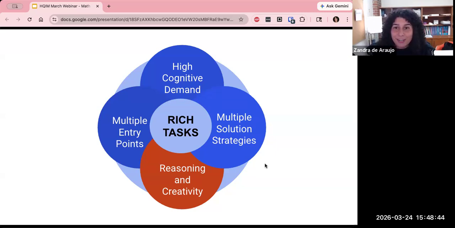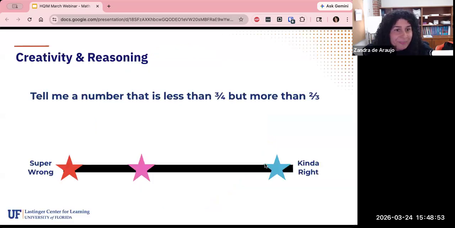So here's one of my favorite strategies from our practice-driven PD project, a task that would be fostering creativity. This is called super wrong, kind of right. And some of you may have seen this before. You're asking students to create a wrong answer, and it's not accidentally wrong. It's on purpose. Tell me what could be a wrong answer for this task. So tell me a number that is less than 3/4, but more than 2/3. And I don't want you to tell me the right answer. I want you to tell me a wrong answer.